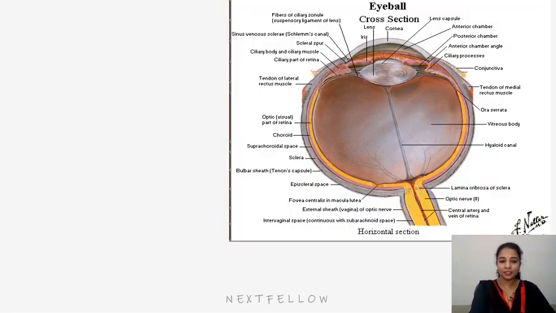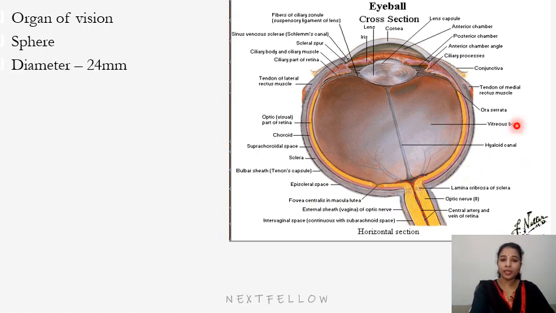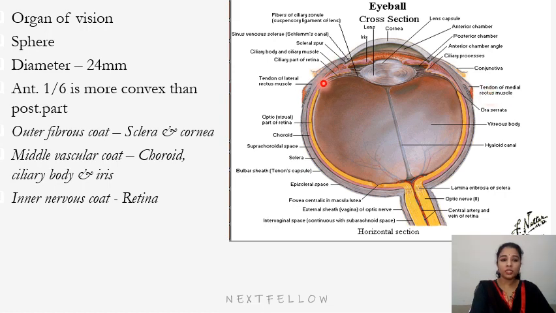So here we can see a beautiful image of a cross section of the eyeball, where we know the eye is an organ of vision. It is spherical in shape, and the diameter is approximately 24 mm, that is 2.4 or 2.5 centimeters, and the anterior 1/6 is a little more convex, which is formed by the cornea.